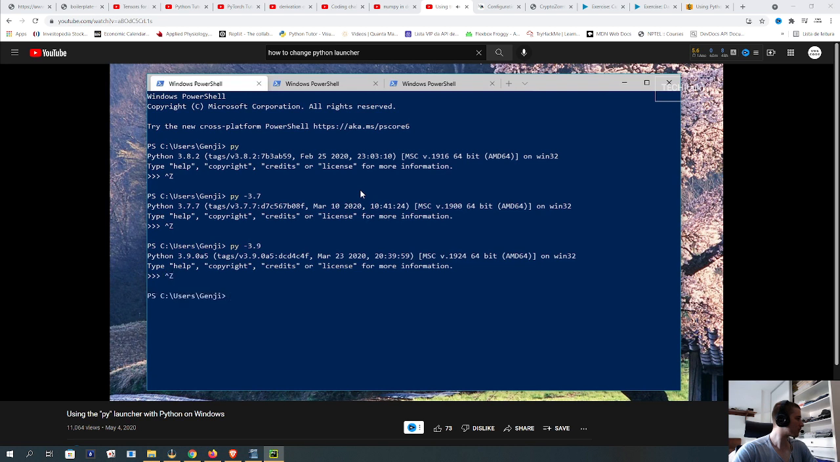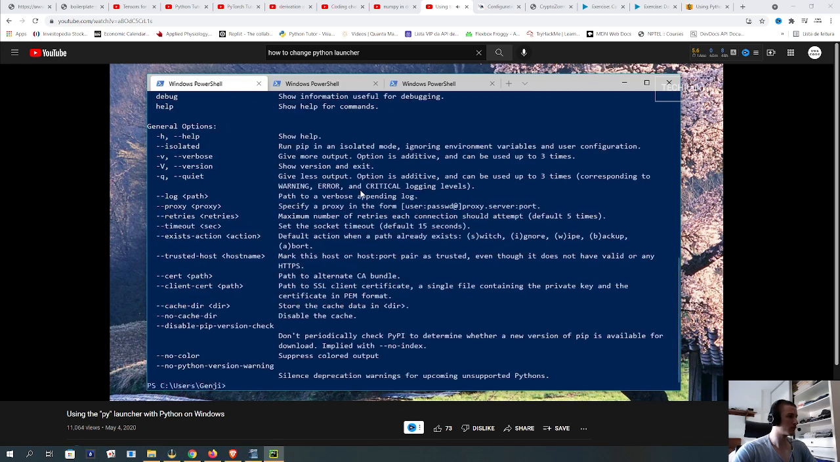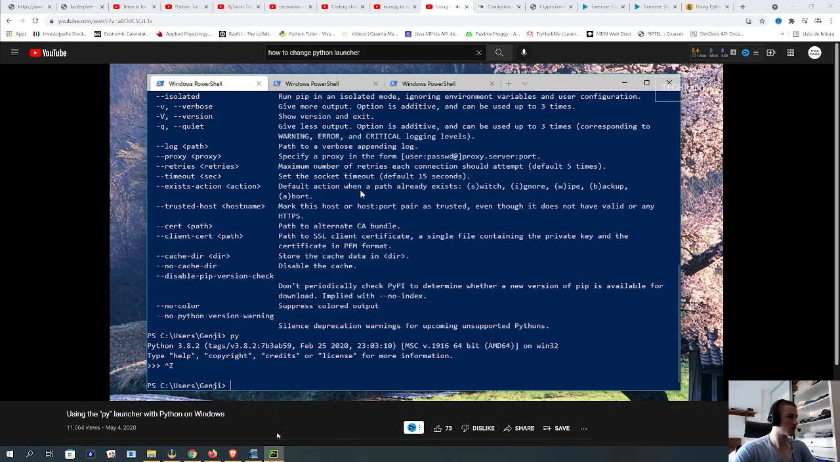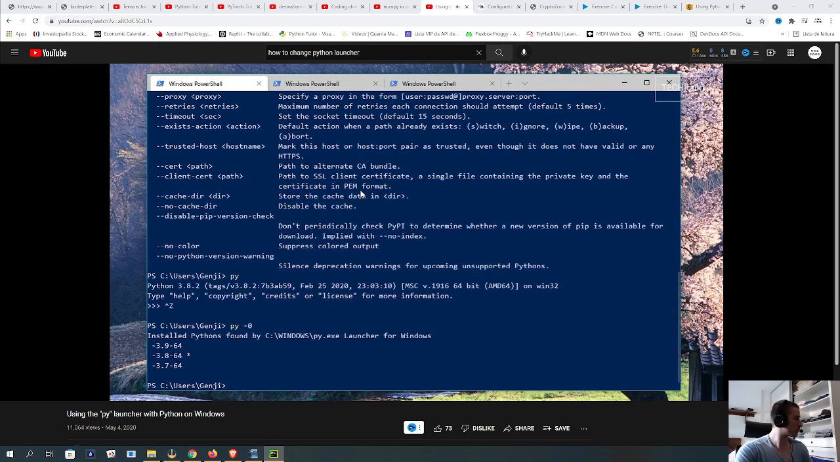For instance, to invoke pip, I type pi -3.7 -m pip. If you don't pass along a version number, then Pi will just launch the default instance of Python, and again it will pass along whatever other command line arguments you've typed. If you want to see at a glance which Pythons are installed in your system, type pi -0 and you'll get a list. The entry marked with an asterisk is the default.